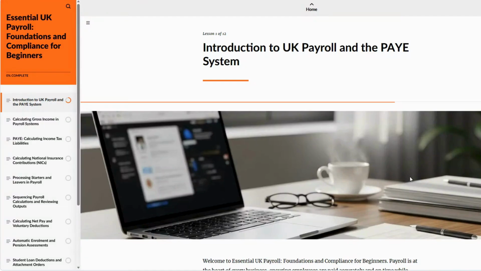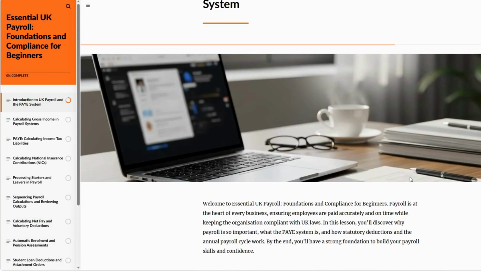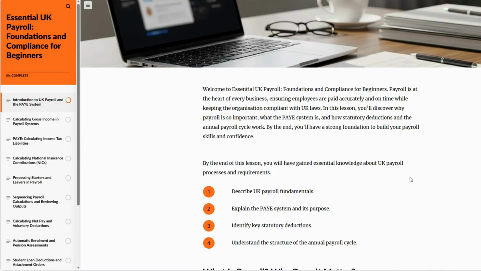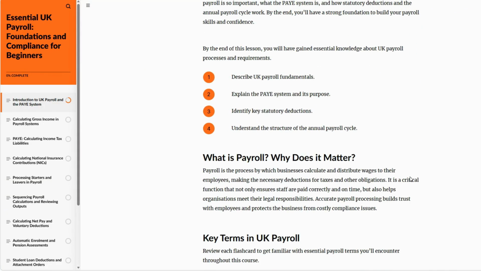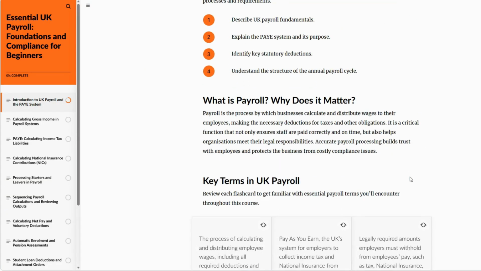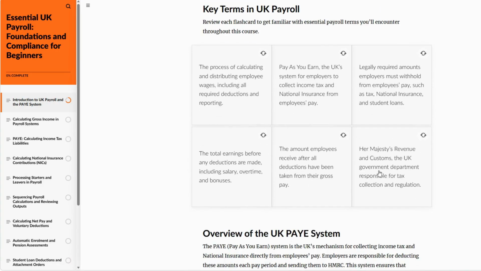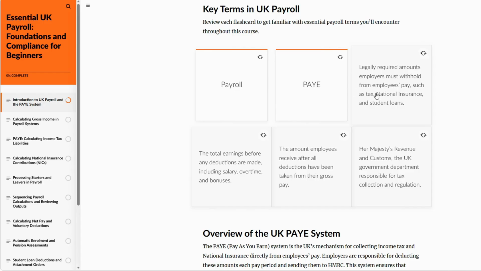Looking to improve your skills in payroll? Join this Essential UK Payroll, Foundations and Compliance for Beginners course. This course will help you to gain knowledge and skills required to start working in the payroll sector. Introduction to UK Payroll and the Pay System.